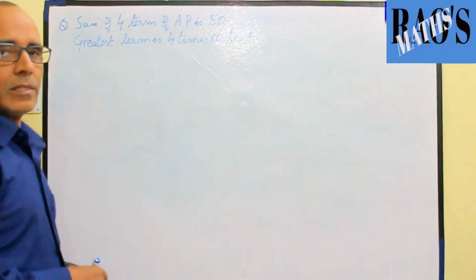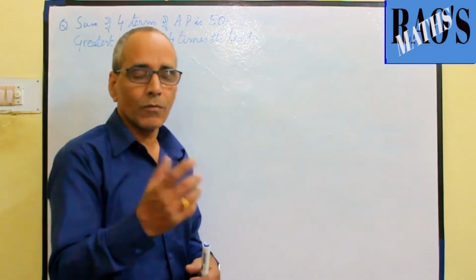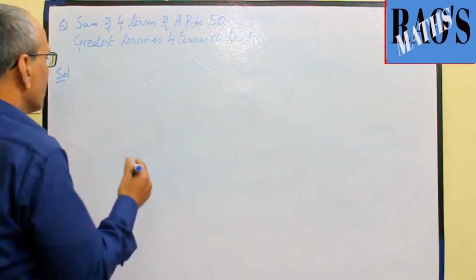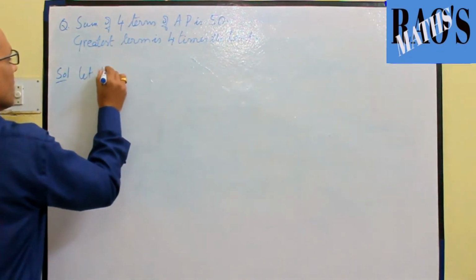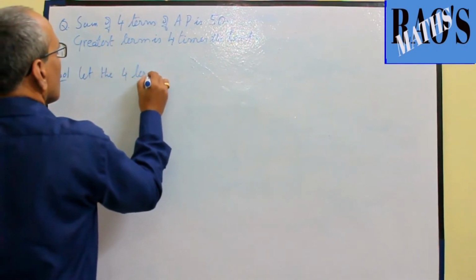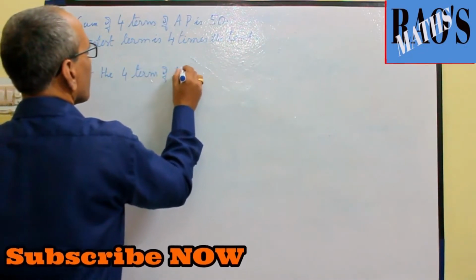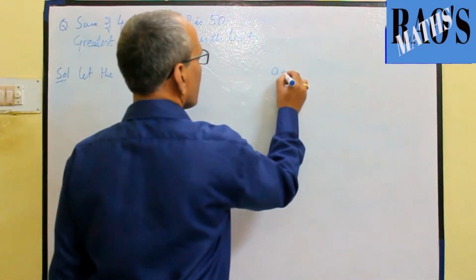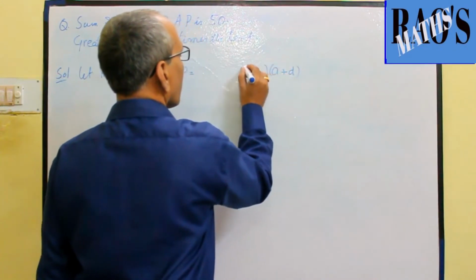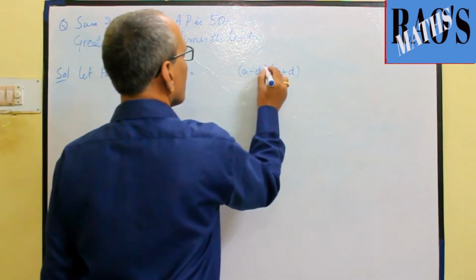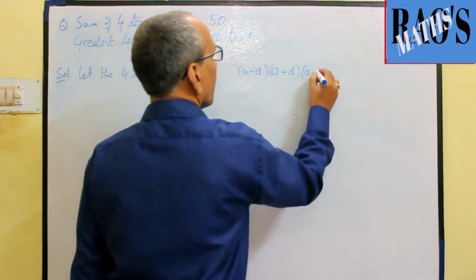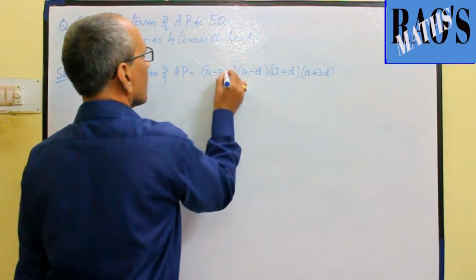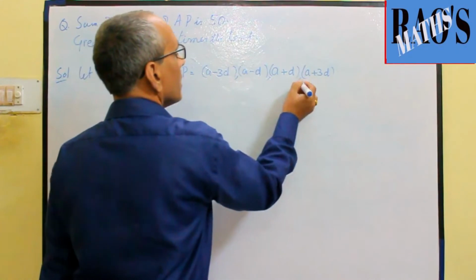We know how to define the terms which are in AP. If there are 4, that is an even number, so I define the 4 terms as: let the 4 terms of AP be, we know that A plus D and A minus D are the middle terms. Next terms are A plus 3D and A minus 3D. Okay, these are the terms of AP.